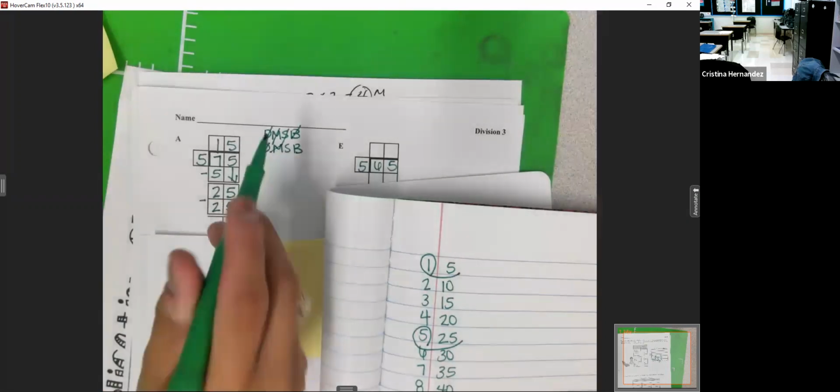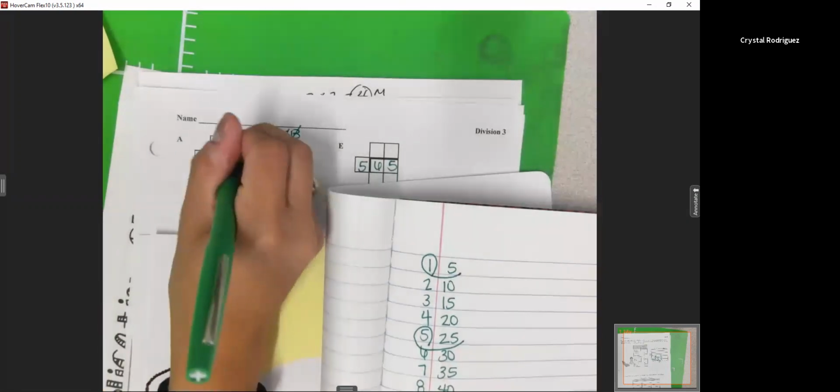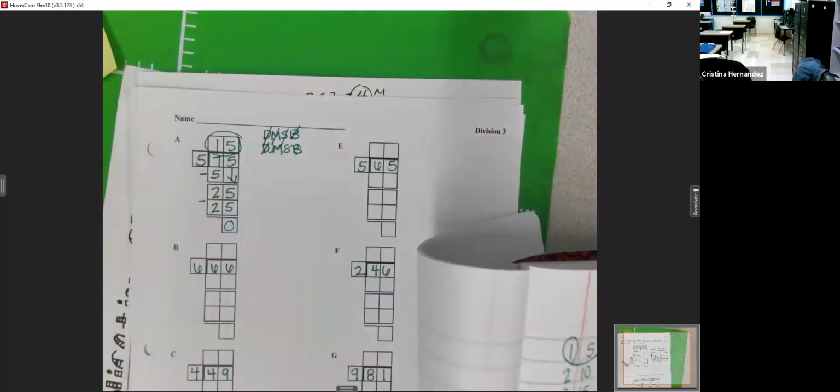5 times 5 is what? 25. I know we haven't done it this way. Now we're going to subtract again. And we got 0. So what's our answer? We don't have to bring down because we have no more. 15. It's just going to take a lot of practice with this. A lot. That's why we're going to be spending all morning doing it.